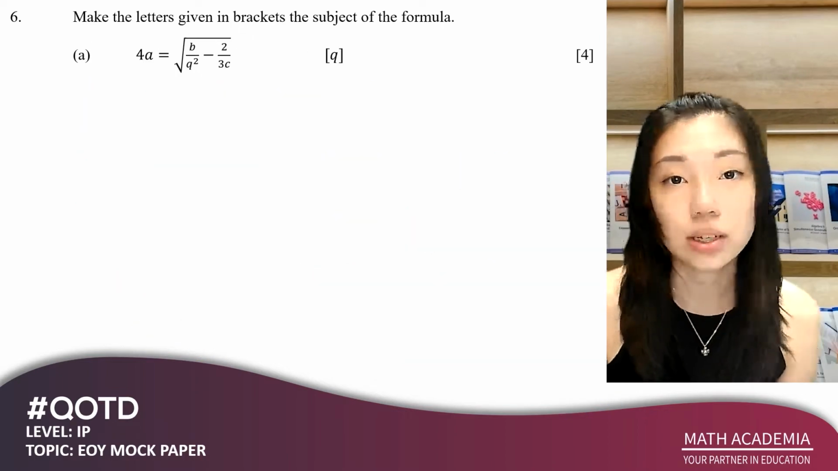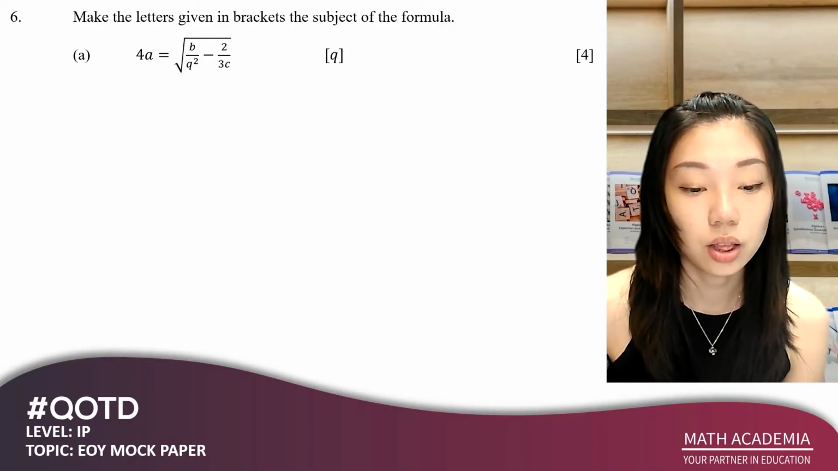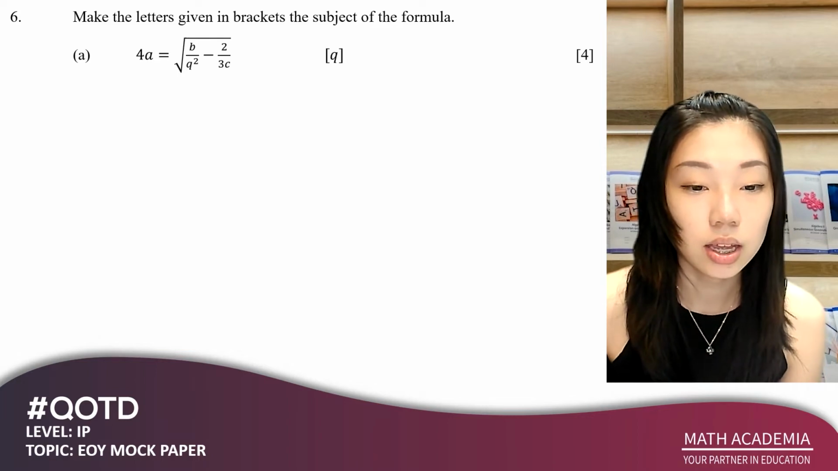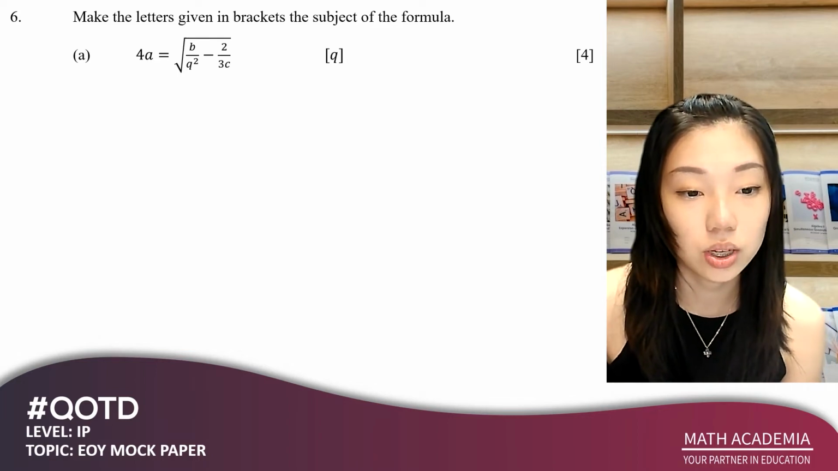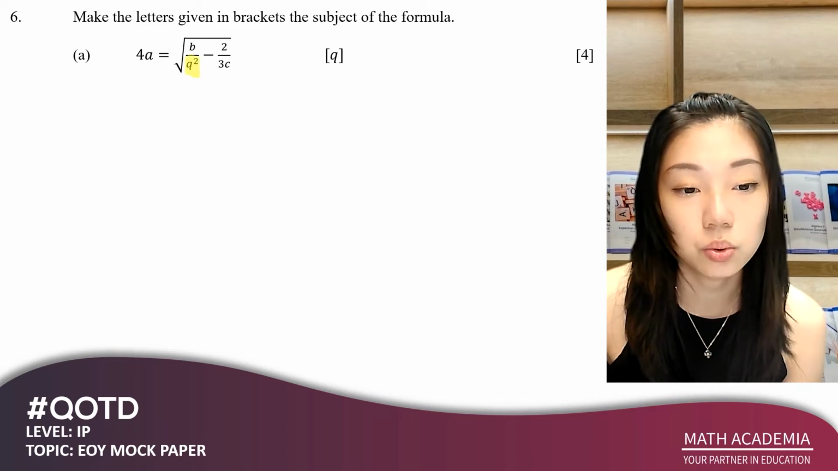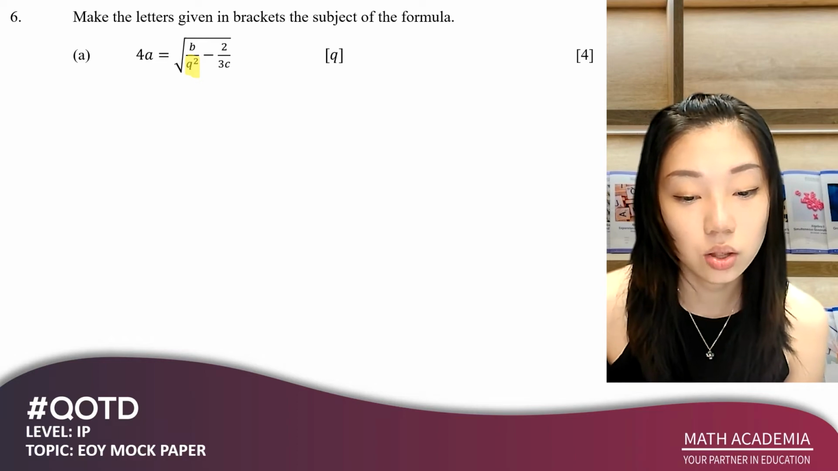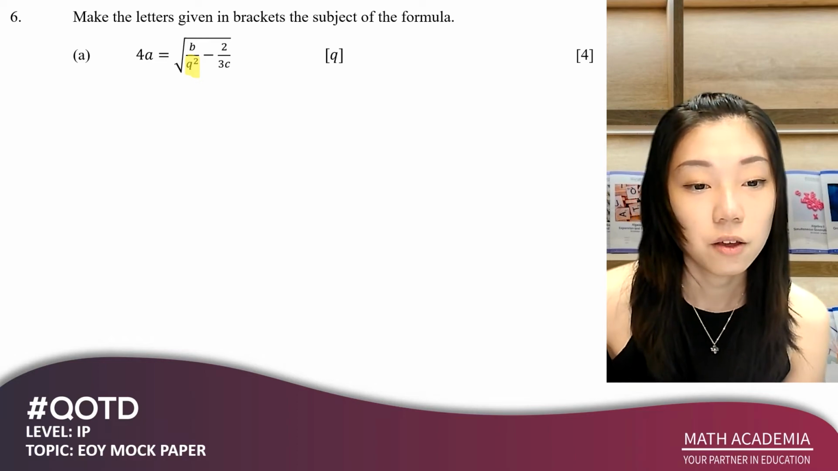Alright, let's look at question 6. Question 6 requires us to make the letter in the brackets the subject of the formula. So if we look at question 6 part A, they require us to make Q the subject. If I observe the expression, I realize that Q is here, which is in a square root. So this is something that I need to take note of. First, I want to remove the square root.